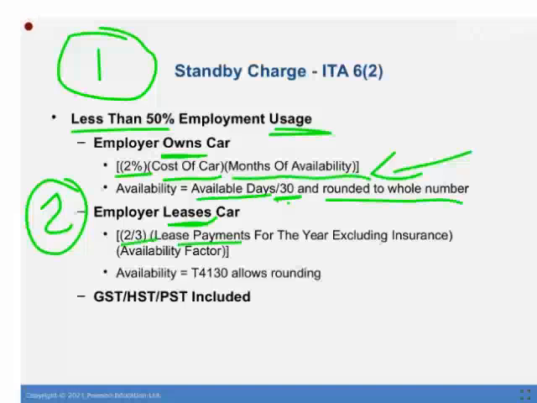If it's a lease, we do 2/3 of the lease payments for the year. We do not include insurance if it's included. Insurance is not always included in a lease payment, but if it is by chance, then you have to exclude that. It's specifically the lease payment.